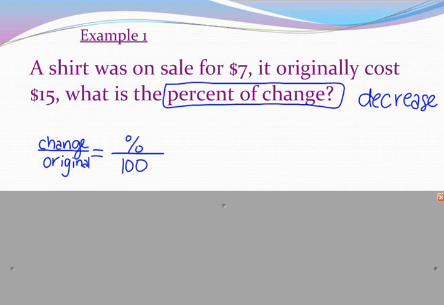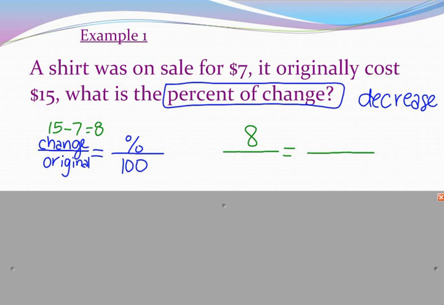How much it decreased is our change. To find the change in this problem, we're going to do 15 take away 7. 15 take away 7 gives us 8. And we know that that goes right here on the top where the change goes.